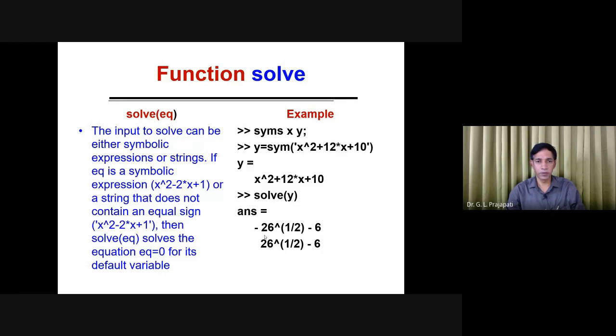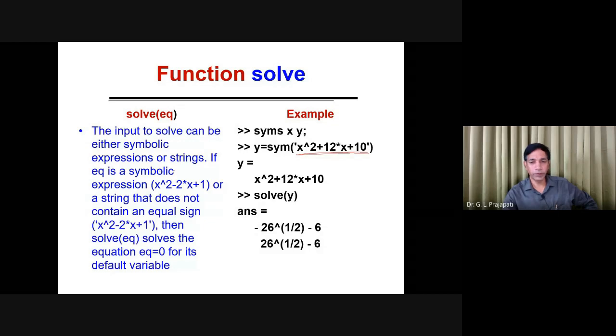So this is the function for solve. If you want to solve the equation, then you can do like this. The input to solve can be either a symbolic expression or a string. So you should have the symbolic expression or just the string. This is the string, okay. So either you can separately define y is equal to this, or within the same function you can define the string. So y assigned to this string means y is the symbolic expression.